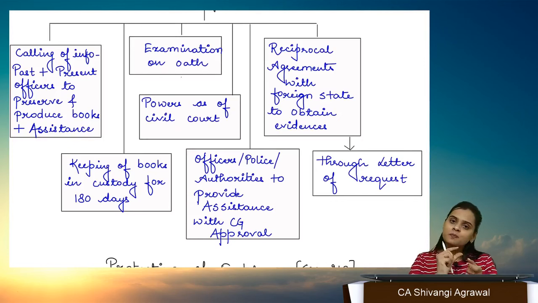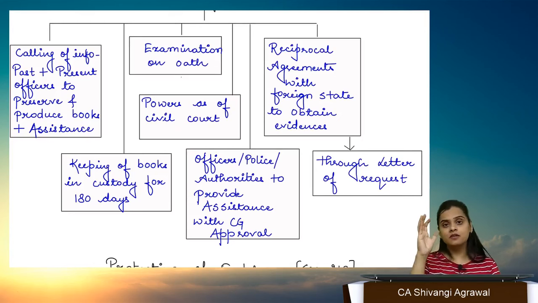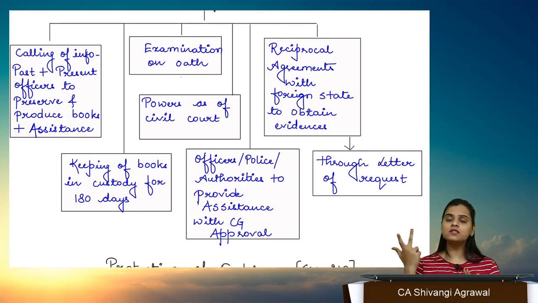There is one special point in section 217 which talks about reciprocal arrangements. What happens in that? See, it is very easy to discover truth, find out evidence, inquire people in our country. But when the laws change, to get evidence from a foreign source is extremely difficult. For that, if we want to obtain some evidence from a foreign country, we have to check whether our government has a reciprocal arrangement with them or not. If they have a reciprocal arrangement, it gets extremely easy.